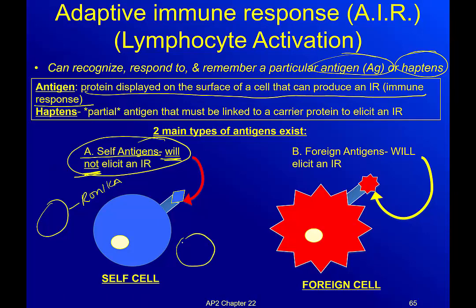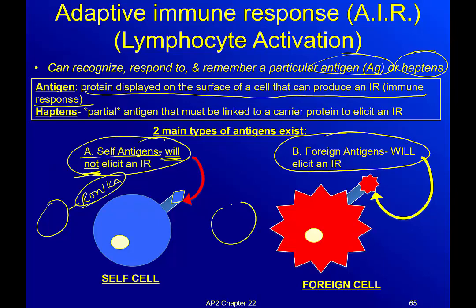So let's say that I've got a cell. Well, actually, before we even get into that, I just talked about self-antigens. Let's talk about foreign antigens. Foreign means it doesn't belong there, and your body knows it doesn't belong there. So for a self-antigen, I had Ronica, right? Well, let's say for a foreign antigen, I have Monica. Okay, this is the foreign antigen.